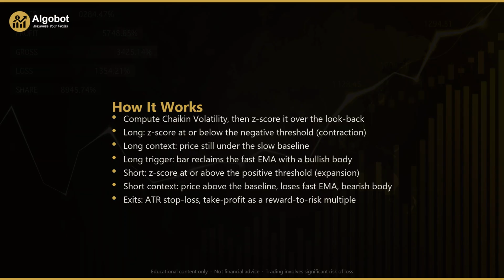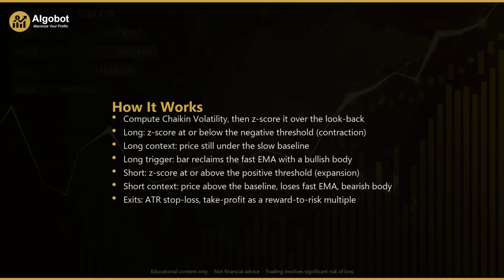The short side is the mirror image in structure, but not in behavior, because tops are loud. A sell requires the z-score at or above the positive threshold, a genuine volatility expansion or blow-off. The just closed bar must be trading above the baseline, confirming a real advance. And the trigger flips. The prior bar closed at or above the fast EMA, the just closed bar closed back below it, with a bearish body. That loss of the fast EMA during a climax is the sign the move is rolling over. When those align, the EA signals a short.